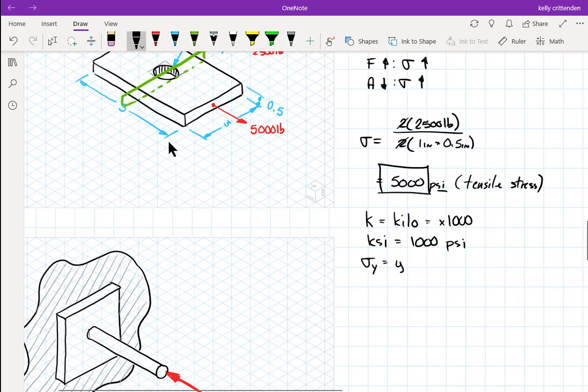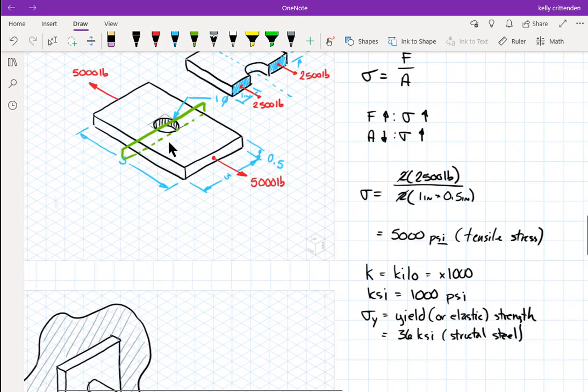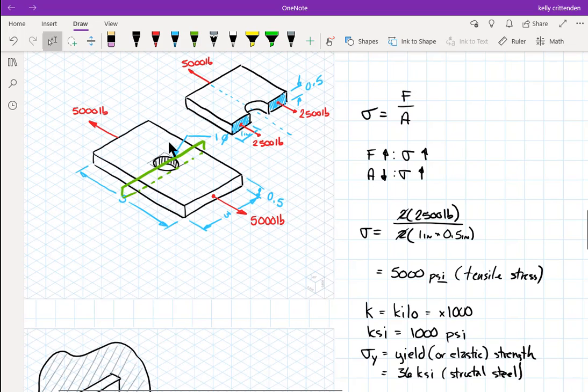So this would be the yield strength. And then your book uses the term elastic. So yield or elastic strength equals 36 KSI, that was for structural steel. We have 5,000 PSI, which is 5 KSI, so we're well under the point for this thing to start stretching permanently. So 5,000 pounds on this little plate should be okay.